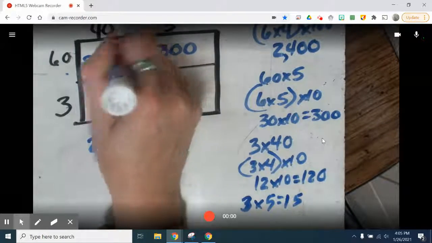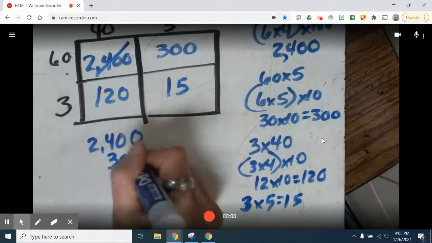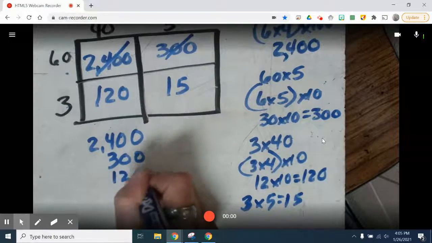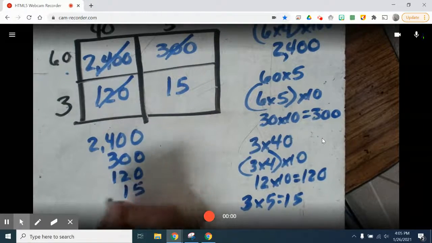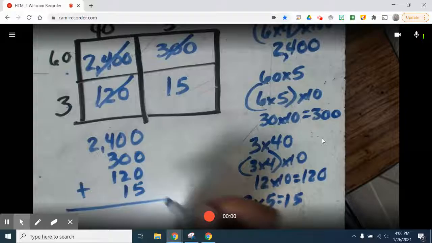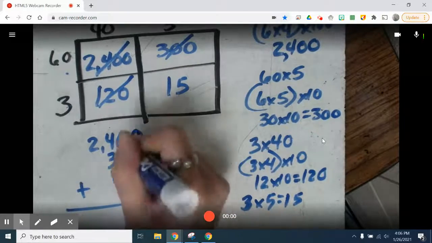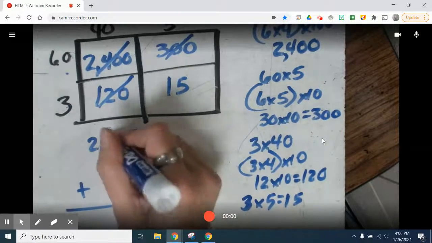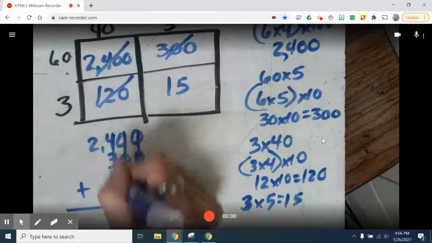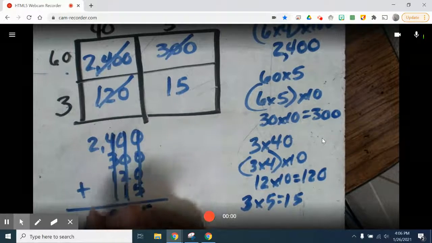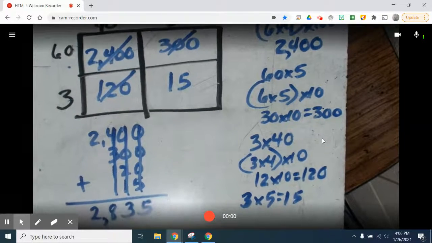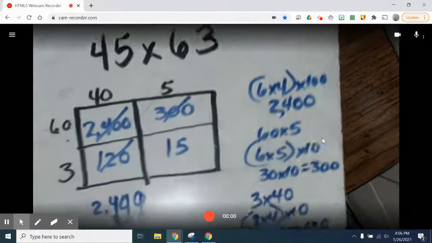Now we've got to stack them: 2,400, 300, 120, 15. Adding them together: 5, 3, 4 plus 3 is 7, plus 1 more is 8, and then 2. So 2,835 is the product for 45 times 63.